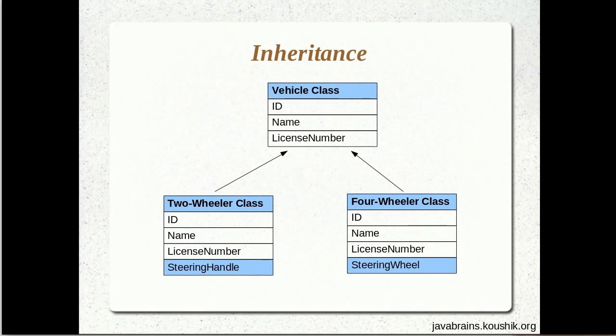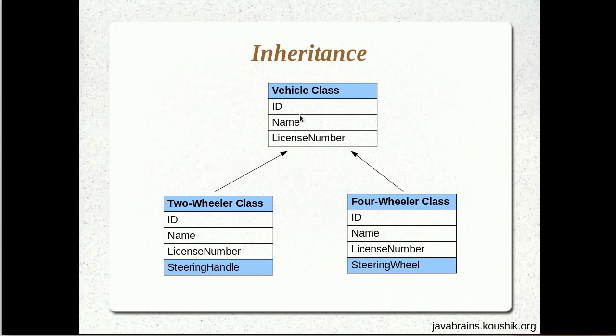To understand the need for mapping inheritance, let's take this example. I have an abstract vehicle class, and this class has ID, name, and the license number of the vehicle. We are saving this information in the vehicle class. Now I have two classes that extend this vehicle class. I have a two-wheeler class and a four-wheeler class. Now the two-wheeler class has an extra property called the steering handle, and the four-wheeler class has a steering wheel.